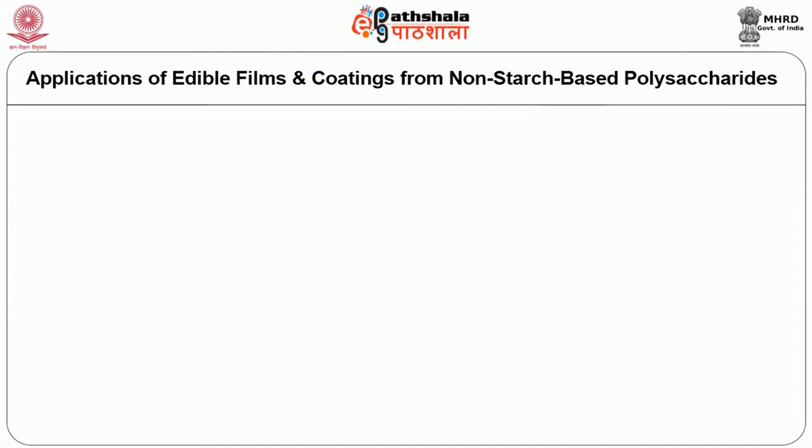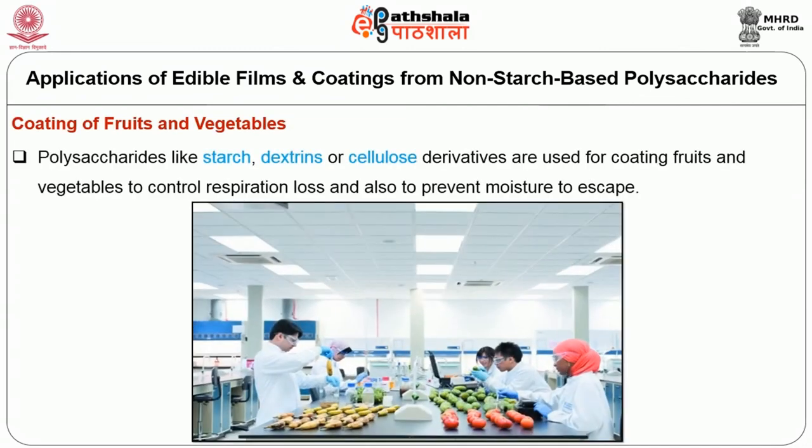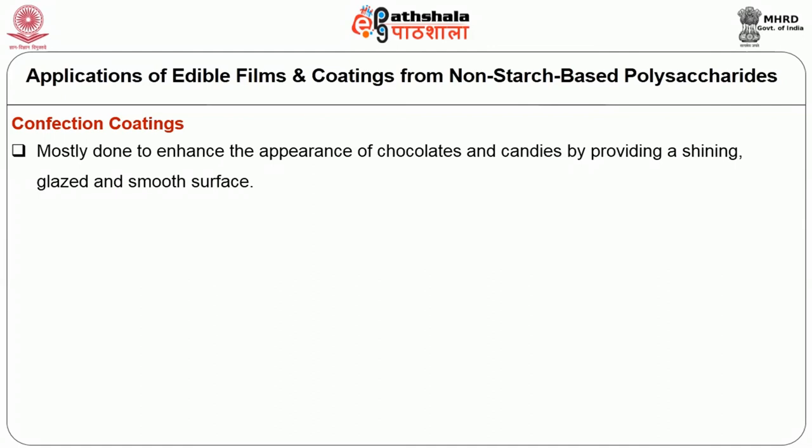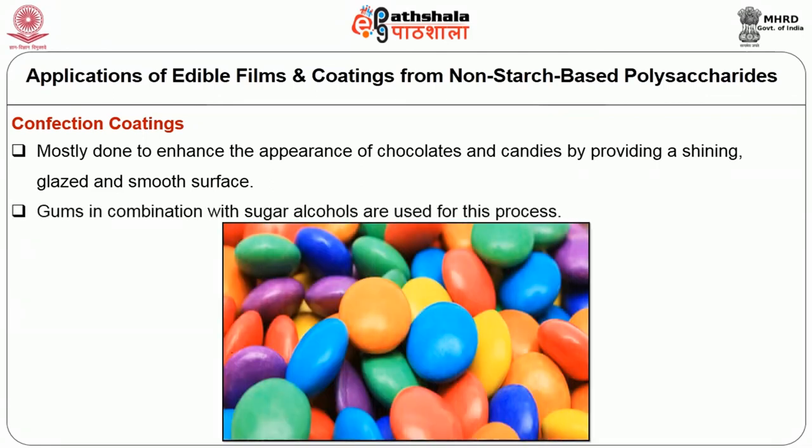First application is a coating of fruits and vegetables. Polysaccharides like starch, dextrins or cellulose derivatives are used for coating fruits and vegetables to control respiration loss and also to prevent moisture from escaping. The second application is confectionery coatings. Mostly done to enhance the appearance of chocolates and candies by providing a shiny, glazed and smooth surface. Gums in combination with sugar alcohols are used for this type of process.